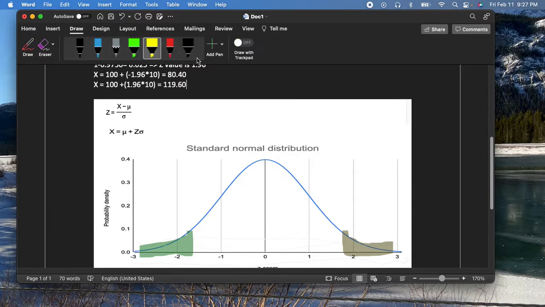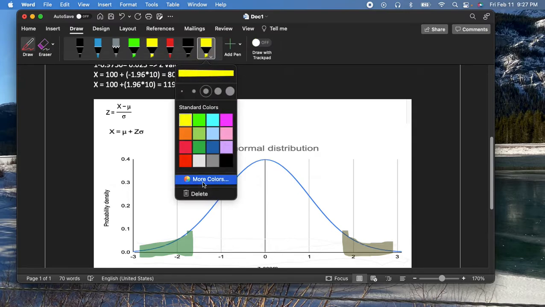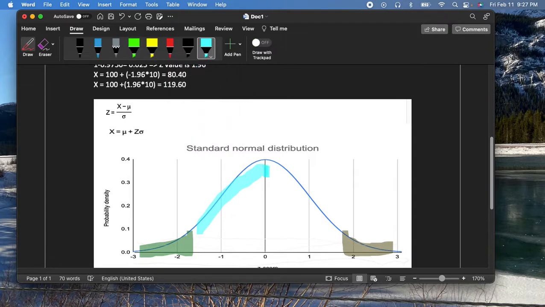Let's just highlight this with a different color. Let's do light blue. Okay, so these values right over here, this is where 95% of your data is going to be, between 80.40 and 119.60.